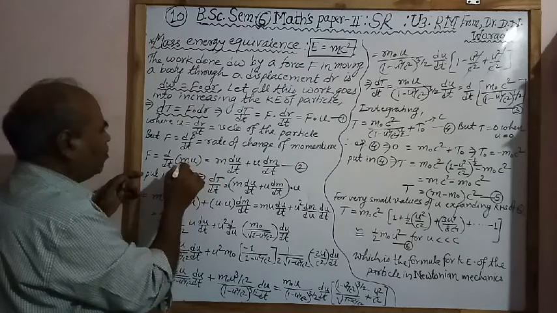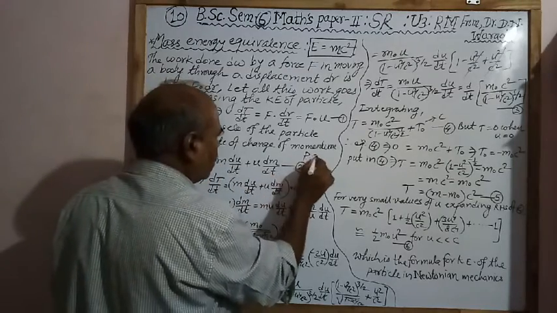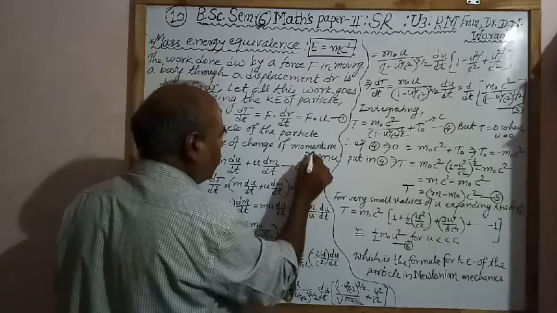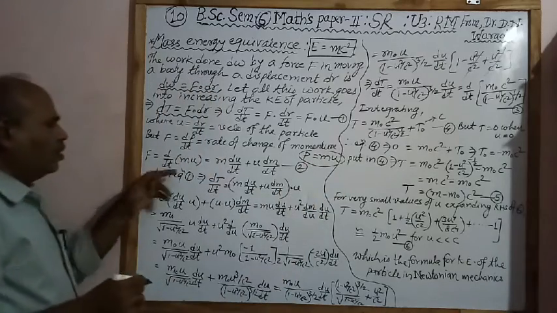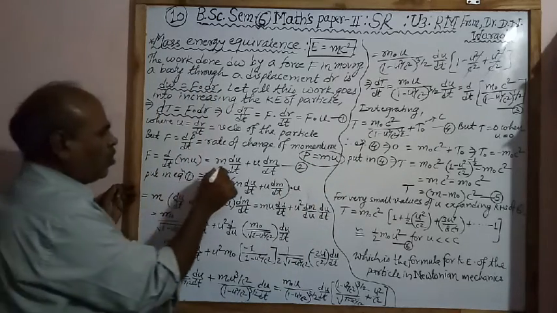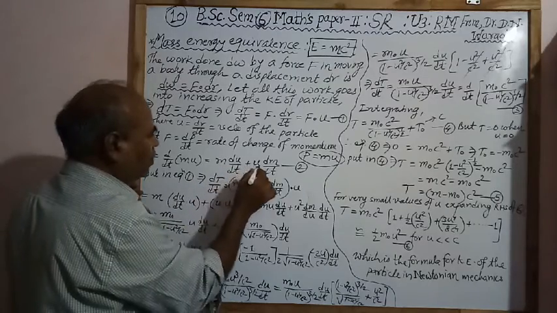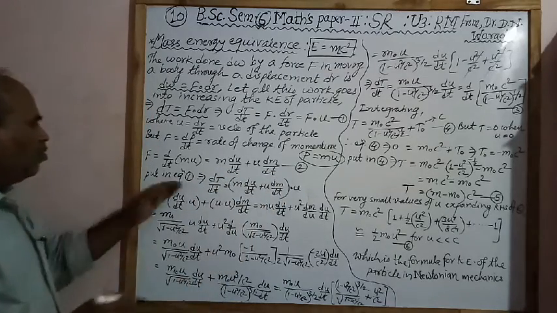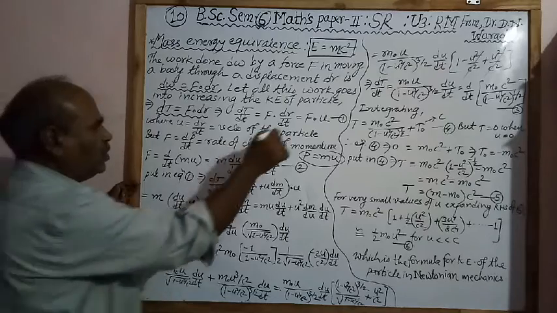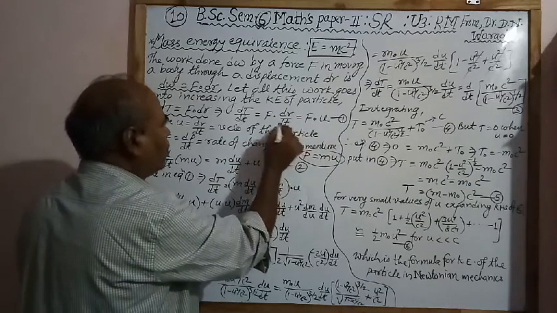We put the value of p equal to mu. We know that the momentum p equal to mu. Now we take the derivative of this by product formula: first into derivative of second plus second into derivative of first. Put this value of F in equation 1.